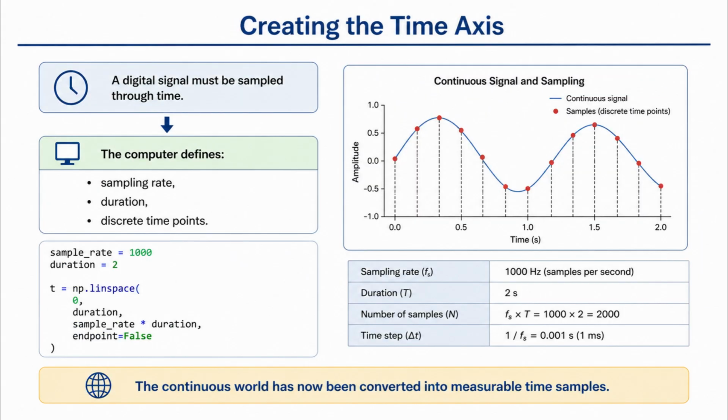A digital signal must be observed through time. The computer defines the sampling rate, duration, and thousands of discrete time points. Continuous reality is converted into measurable numerical samples. The foundation of signal analysis has now been created.